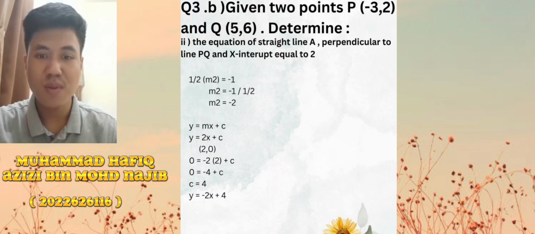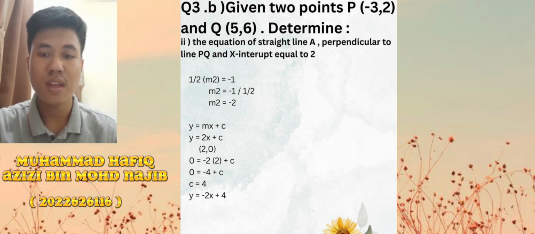For question 3b2, the question asks us to find the equation of straight line A that is perpendicular to line PQ and x intercept equal to 2. The formula for a straight line is y equals mx plus c. From the formula, you have to determine the gradient m, and we have to use the perpendicular formula m1 times m2 equals negative 1. The answer is negative 2 for the gradient.